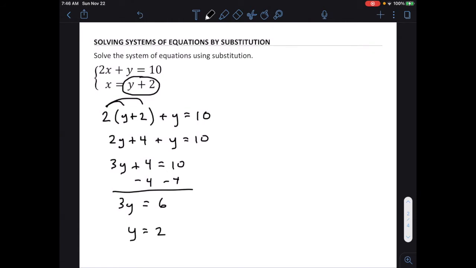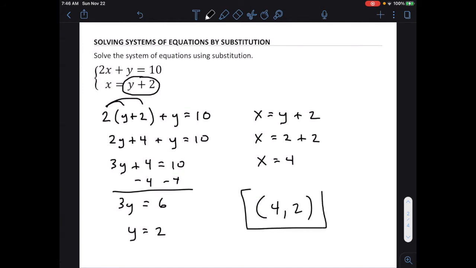Okay, so when we find y, we're halfway there because now we have to go back and find x, and to find x, we can plug that y into either one of the 2 original equations. You'll notice that the top one is going to be more difficult than the bottom one, so let's go ahead and plug it into the bottom one. So we have x equals y plus 2, so we have x equals 2 plus 2, or 4. So our solution is the point (4, 2), and we always want to write our solution as a point.